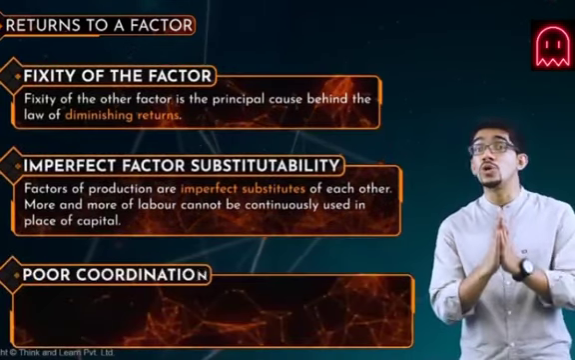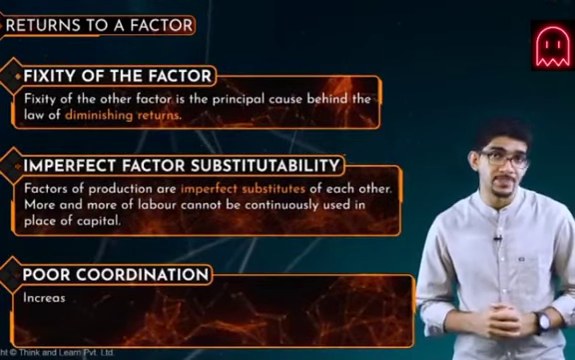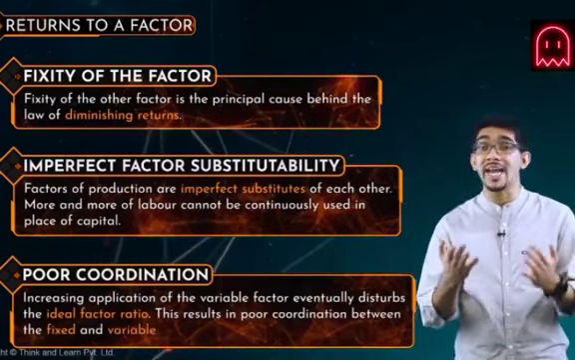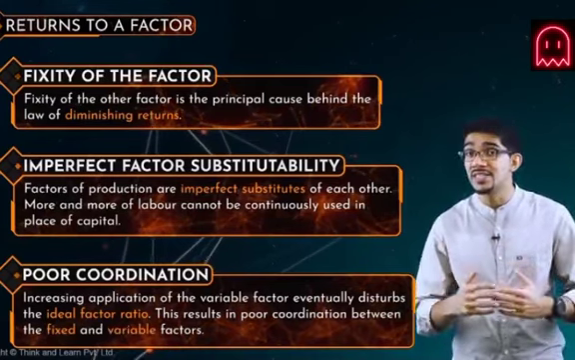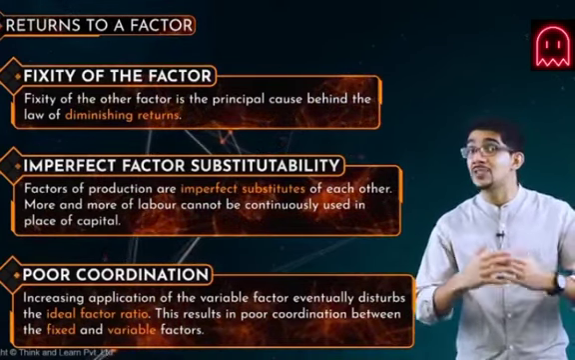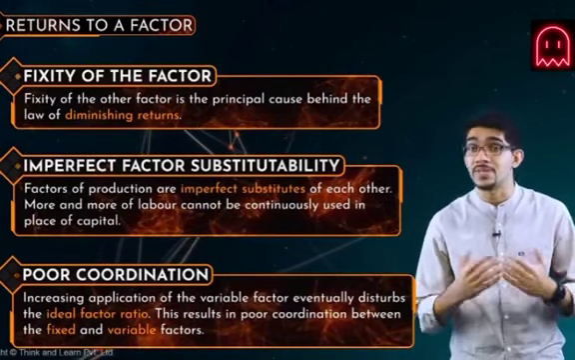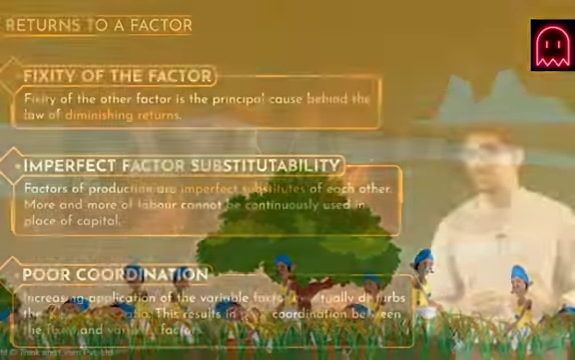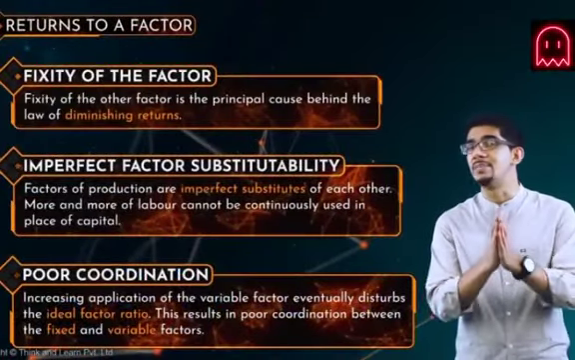Third is poor coordination between the factors. Increasing application of the variable factor eventually disturbs the ideal factor ratio. This results in poor coordination between the fixed and the variable factors as well as among the variable factors themselves, as you can see in this crowded farm where no one is able to work properly. Hence again the diminishing returns.